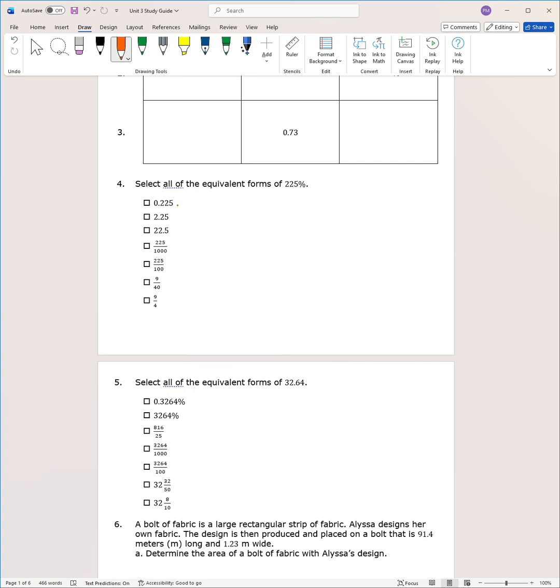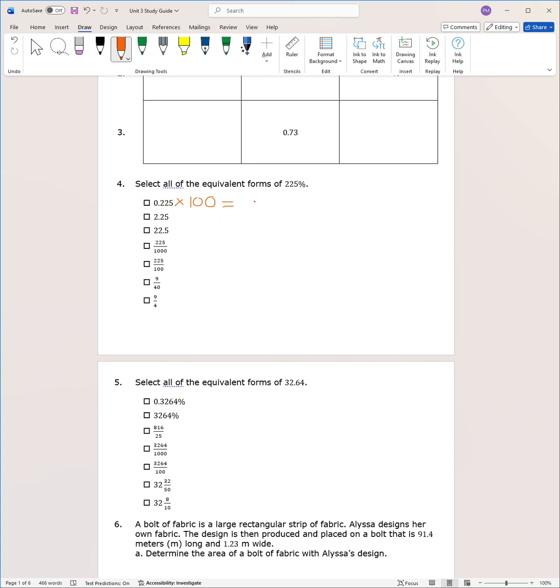Since we're trying to figure out which of these are going to be our equivalent form, we want to make sure we're converting these into percentages. So let's start with our decimals. What you want to remember, to turn a decimal into a percentage, you are multiplying that by 100. So let's take this first decimal over here. We got 0.225. Let's multiply this by 100.